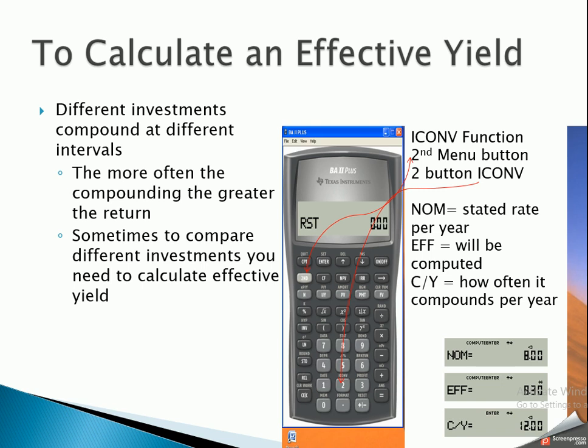Again, my example is monthly, so I would push in 12 and then push the enter button. Then I arrow back up to that EFF field, and there I push compute. That will tell me that if I have a stated interest rate of 8%, but I'm compounding it monthly, I'm effectively earning 8.3%.